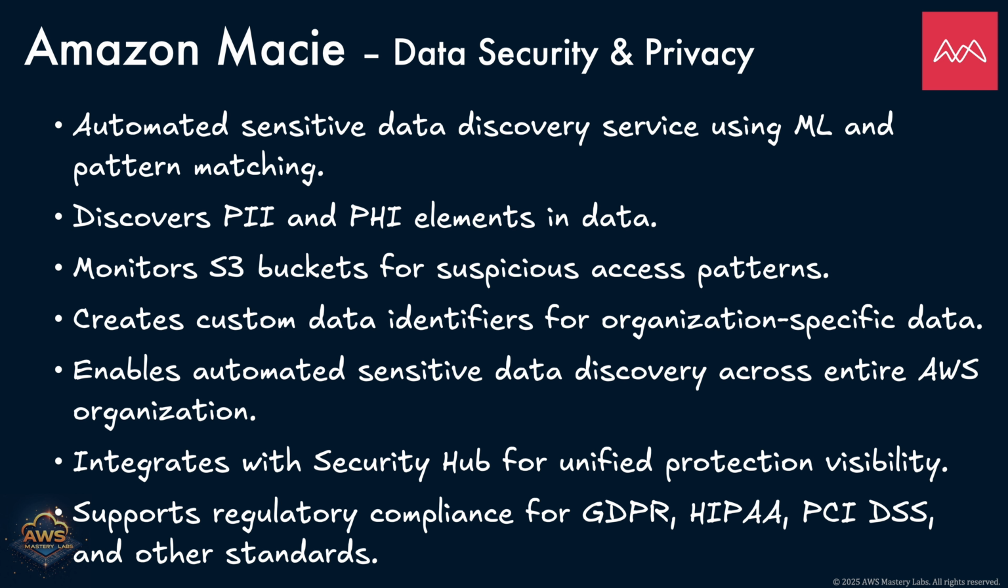In today's digital landscape, protecting sensitive data is more important than ever. Amazon Macie is a fully managed data security and privacy service that helps you automatically discover, classify, and protect sensitive data stored in Amazon S3. It uses a combination of machine learning and pattern matching to detect data such as names, addresses, credit card numbers, and national identifiers. Macie is especially effective at finding personally identifiable information, or PII, and protected health information, or PHI, the kinds of data that are highly regulated under frameworks like GDPR, HIPAA, and PCI DSS.